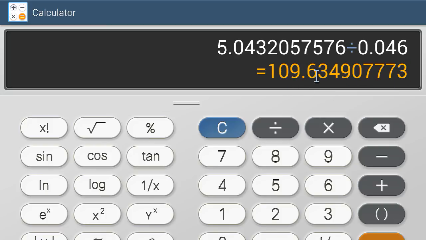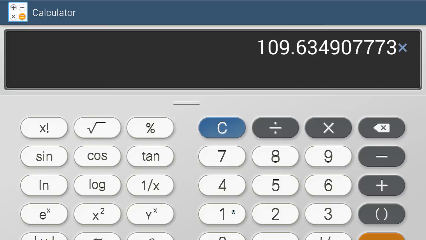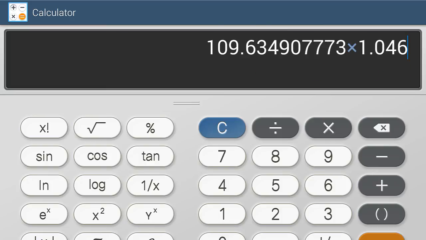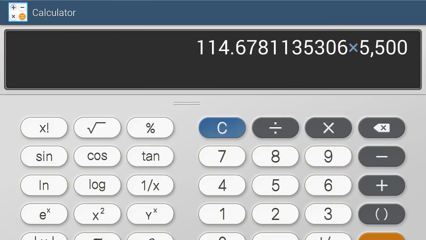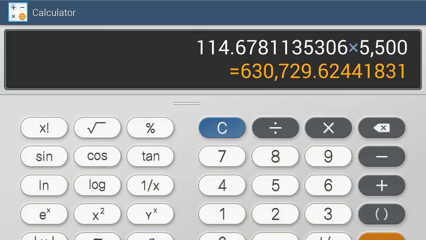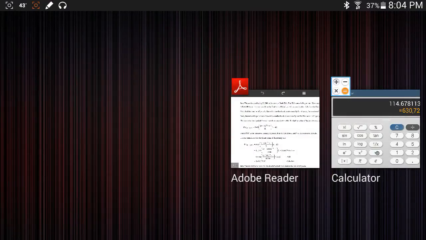Now we multiply it by 1.046 and then multiply it again by 5,500. Note to self, this would have been the table value if you could have found it. That's how they get those table values. Anyway, you multiply it by that, and there you go, 630,729.62.